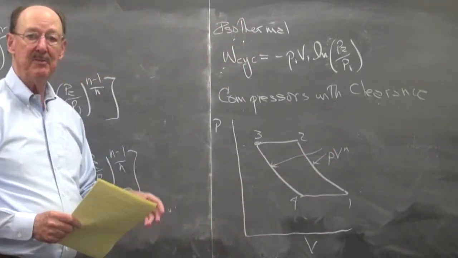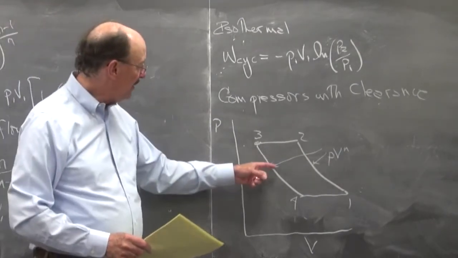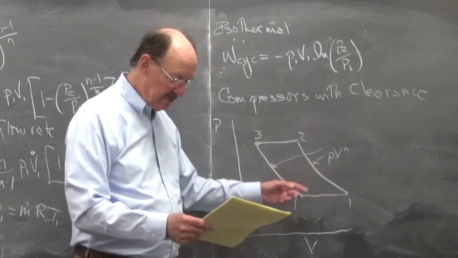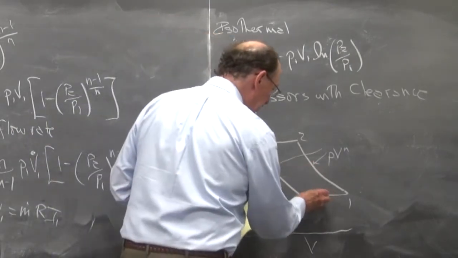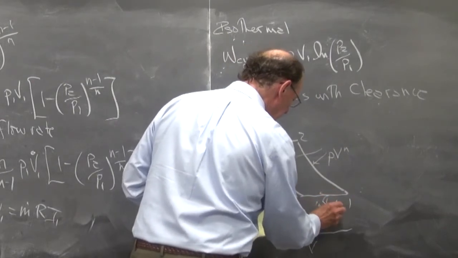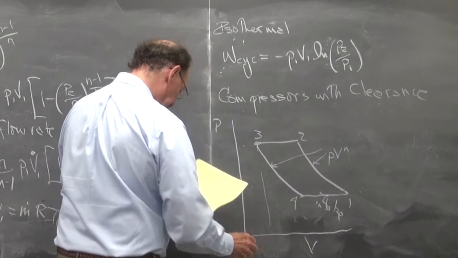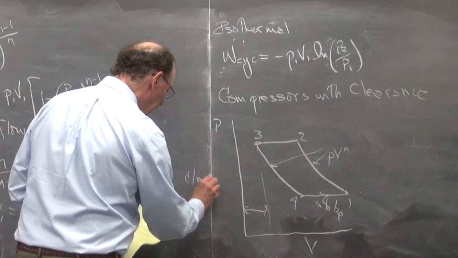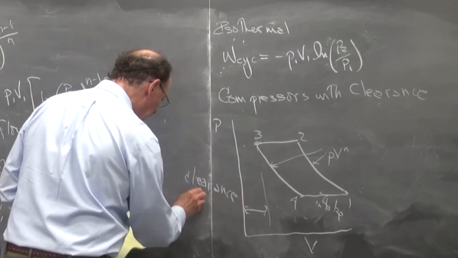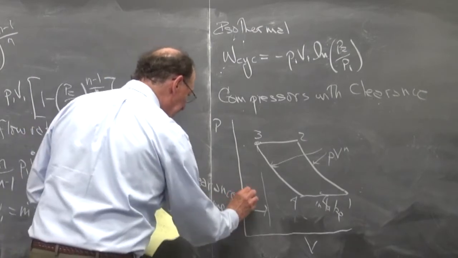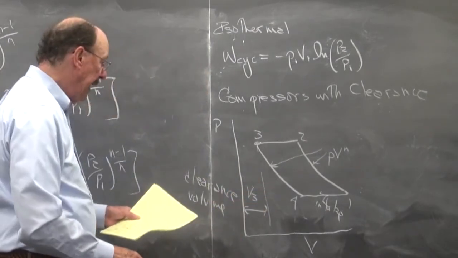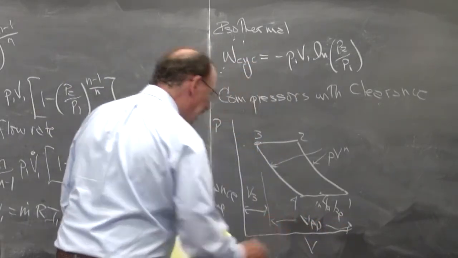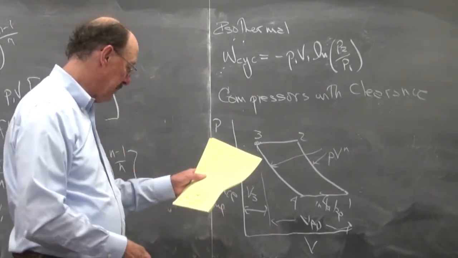So we're going to let these both be PV to the n. In the text, when you read it, you'll see that this could be a different polytropic process than this, but for simplicity, we can let them both be the same. This is the intake. This is your clearance volume, so that's V3. And obviously, this is your piston displacement as it moves between top and bottom dead center.